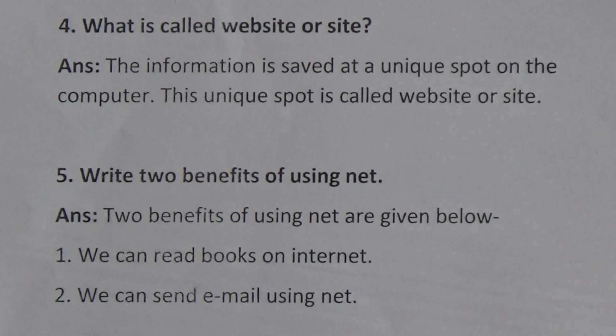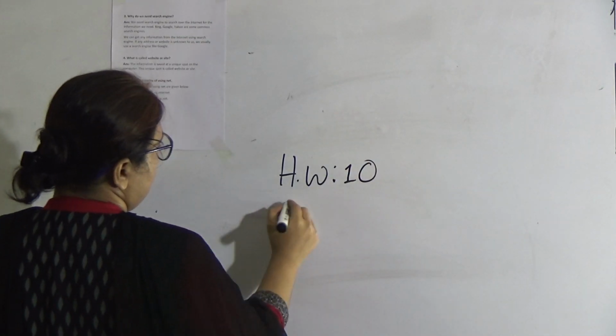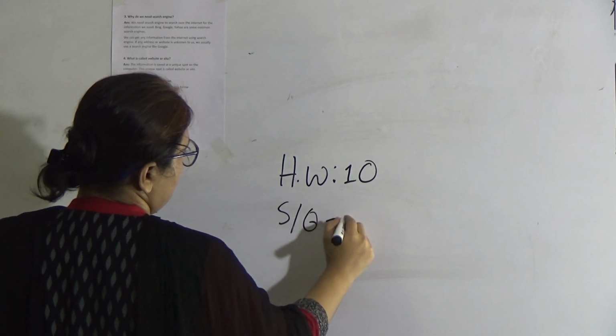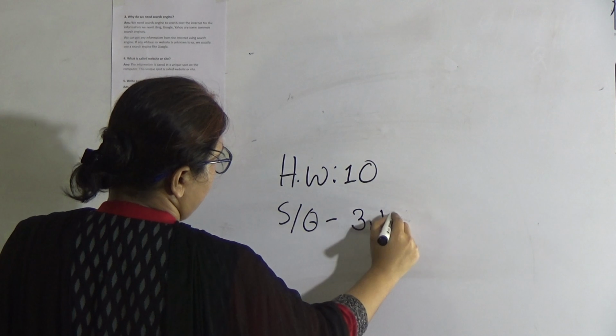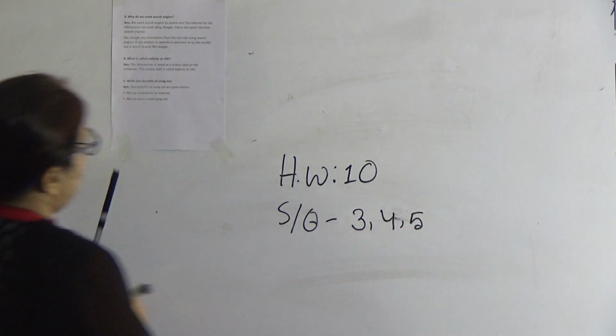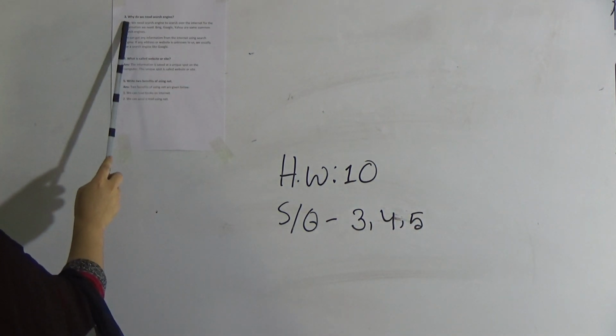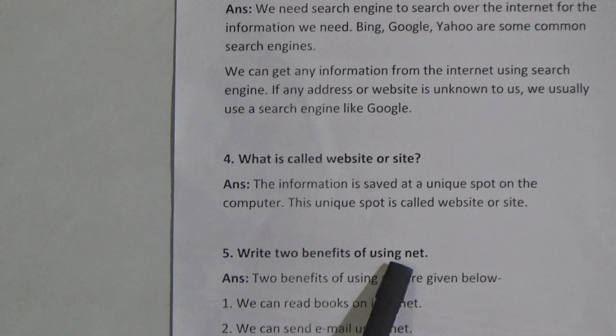Dear students, your homework will be homework number 10. SQ 3, 4 and 5 are all your homework. Question number 3, why do we need search engine? Number 4, what is called website or site? And number 5, write two benefits of using internet.